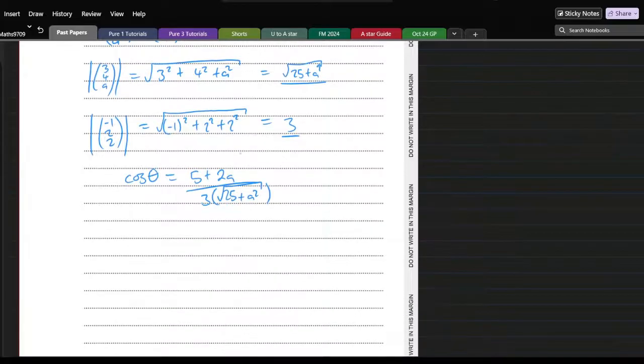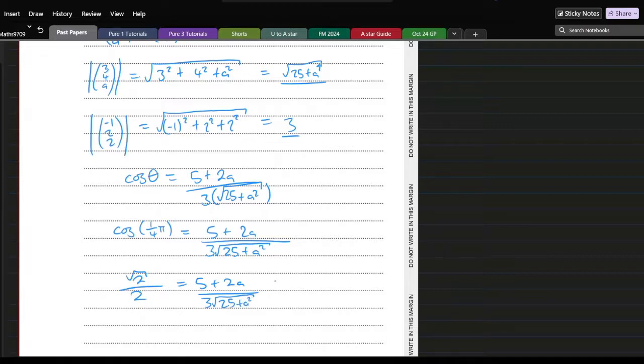Alright, and at the beginning we said that our theta is a quarter pi, so we can substitute that in and say that cos of a quarter pi is equal to 5 plus 2a over 3 root 25 plus a squared. So let's evaluate cos of a quarter pi. Make sure you're in radians. That gives us root 2 over 2. So we're saying root 2 over 2 is equal to 5 plus 2a over 3 root 25 plus a squared.